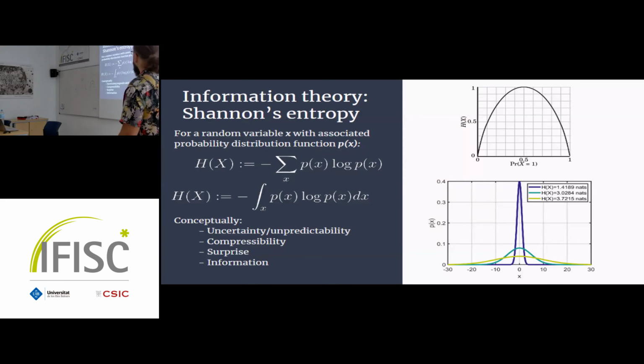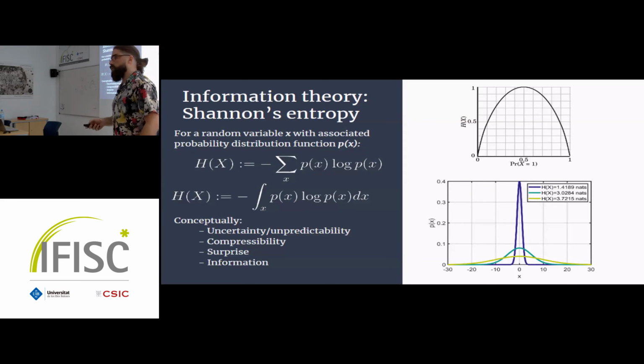So Shannon's entropy. This was defined by Shannon quite a long ago, in '48. And this is the equation for entropy in the case of discrete variables. This is the equation of entropy for a continuous variable. This is differential entropy. And conceptually, we can think about entropy as a measure of uncertainty or unpredictability, or the compressibility of a specific code, the average level of surprise or information.